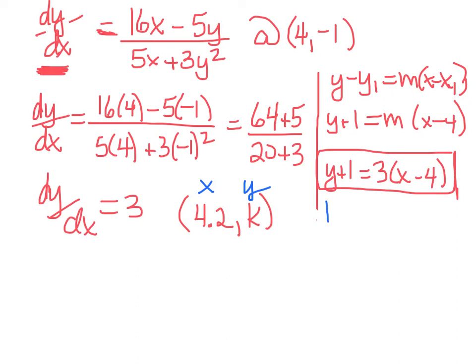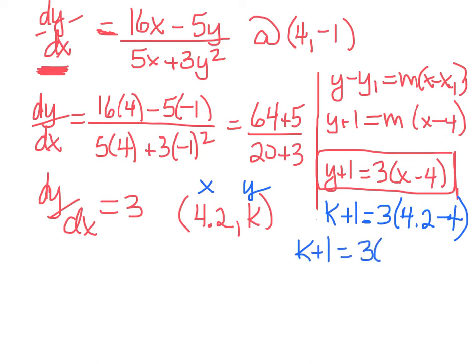So we're doing k, because that's the y value, plus 1 equals 3 times 4.2 minus 4. Okay, so then we have k plus 1 equals 3 times, now 4.2 minus 4 is 0.2. So then 3 times 0.2 would be 0.6, right? And then we're going to subtract 1 from that.